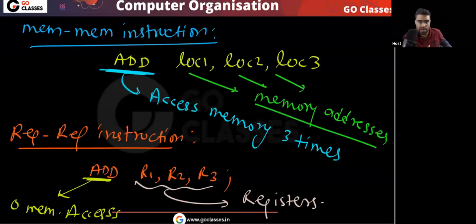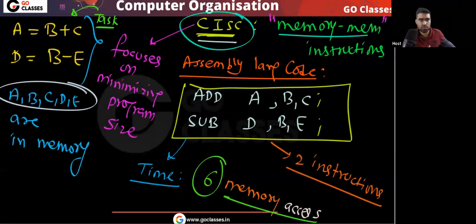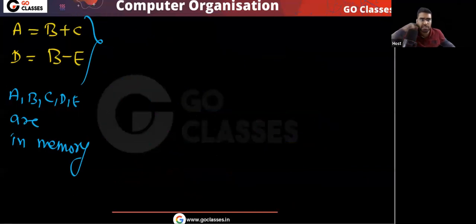Okay, now let's come back to our question. So this was the point. You can see in this CISC architecture, 6 memory accesses you need. Okay, what about the RISC architecture? Please tell me, what will this RISC architecture do?